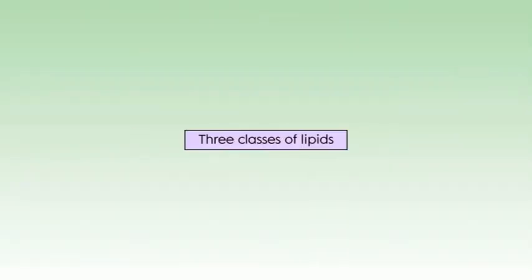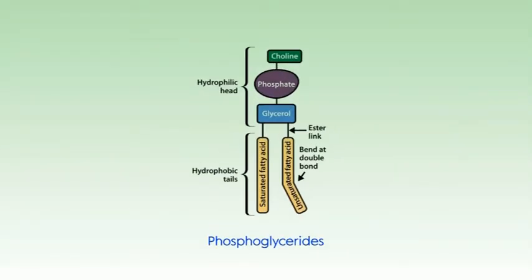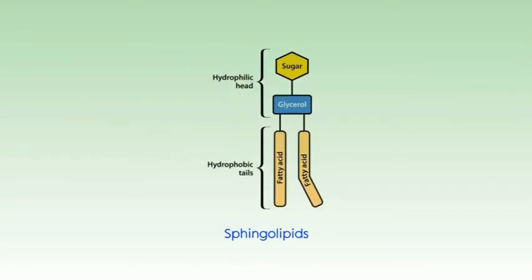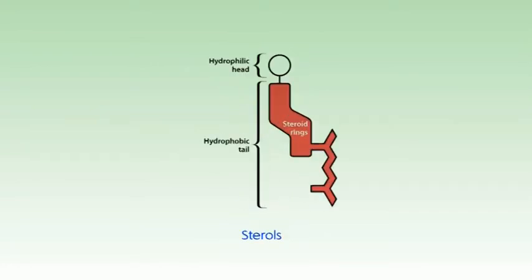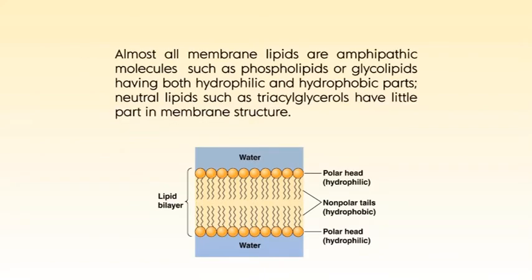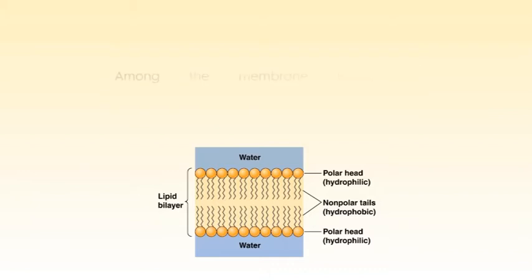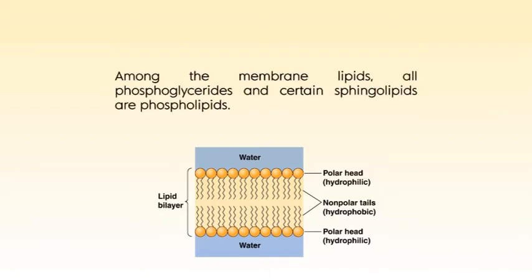in mitochondria. A typical biomembrane contains 3 classes of lipids: phosphoglycerides, sphingolipids, and sterols, which differ in their chemical structures, abundance, and function in the membrane. Almost all membrane lipids are amphipathic molecules, such as phospholipids or glycolipids, having both hydrophilic and hydrophobic parts. Neutral lipids, such as triacylglycerols, have little part in membrane structure. Among the membrane lipids, all phosphoglycerides and certain sphingolipids are phospholipids.